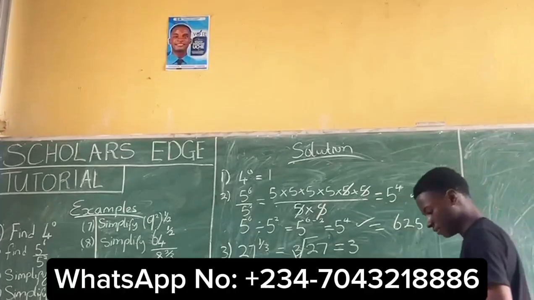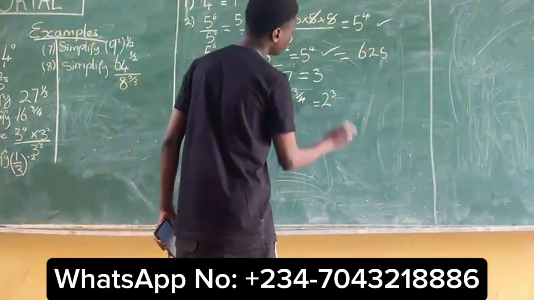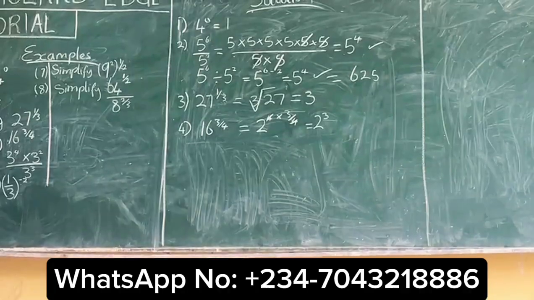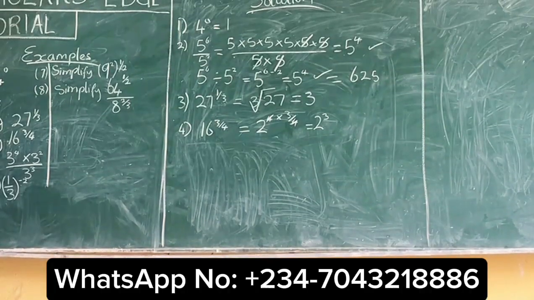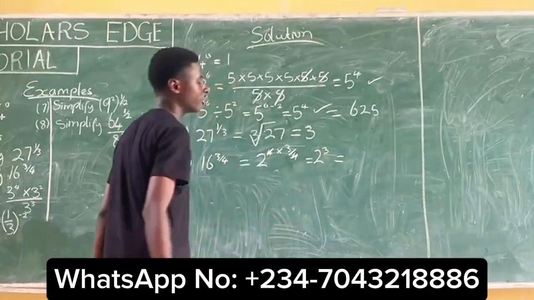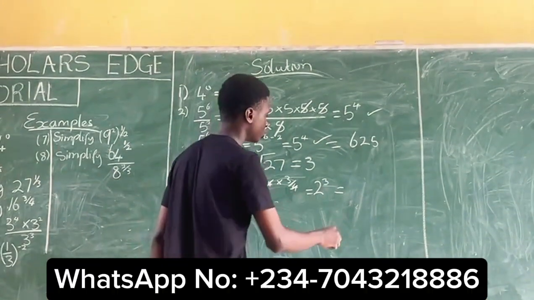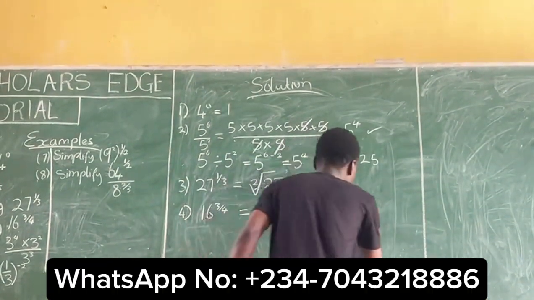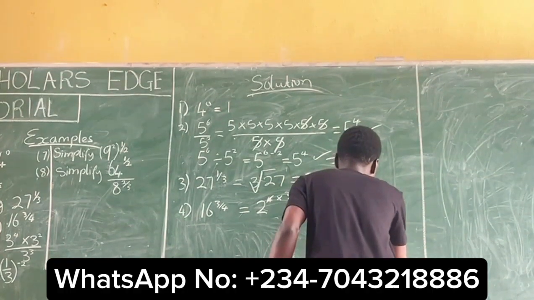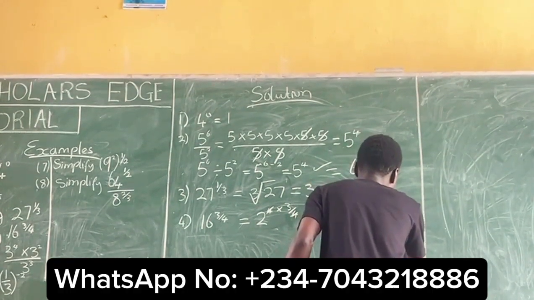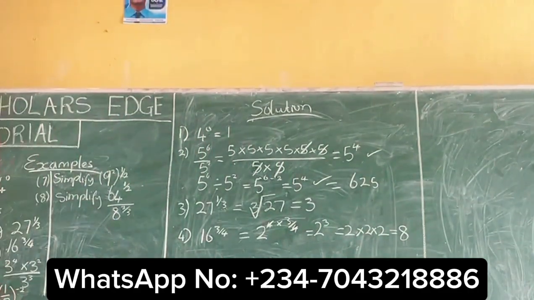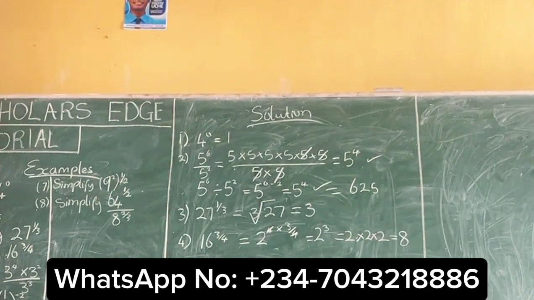2 to the power of 3. Because the instruction says simplify, we will go ahead and solve this. 2 to the power of 3 is 8: 2 times 2 times 2 equals 8. So this is our final answer, because the question says simplify.